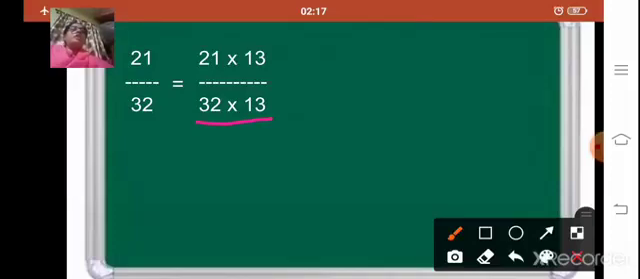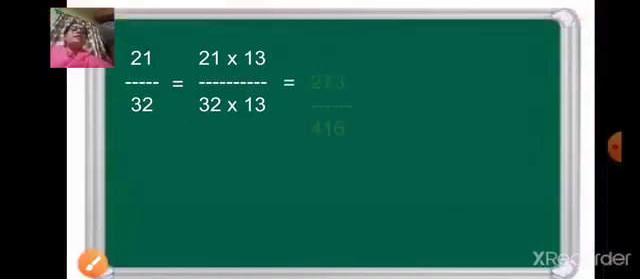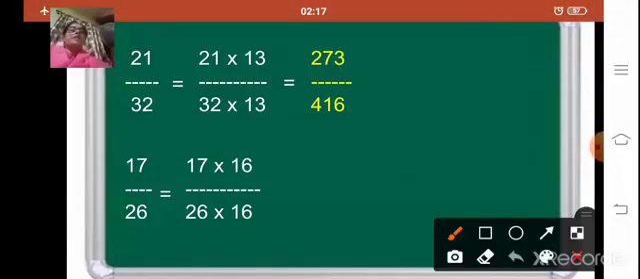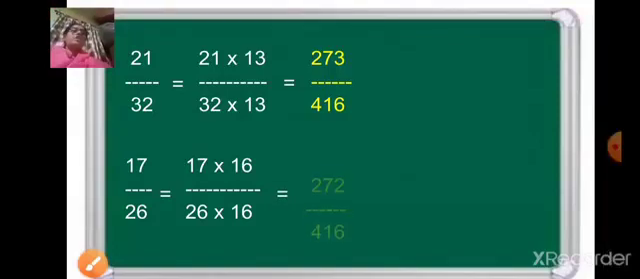The same number 13 has to be multiplied by the numerator also. So your answer is 273 upon 416. Same way, taking the second fraction, 17 upon 26. Now 26 multiplied by which number will give you 416? That is 26 into 16. If you divide this 416 by 26, you will get the quotient as 16, which you have to multiply by the denominator. Now the same number to be multiplied by the numerator also. So your answer is 272 upon 416.